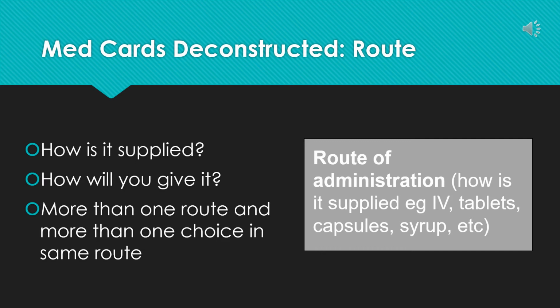The route of administration means how are you going to give it. How you give it depends on how it's supplied. So quite often medications are supplied in more than one form. For instance, if you have a corticosteroid, it can be in a cream, it can be in a pill, it can be IV, or it can be in an IM injection. So there's a lot of different ways that the same drug can be given to someone, and it's the same drug. So basically, how is it supplied? It'll always list all of those, and then how will you give it?